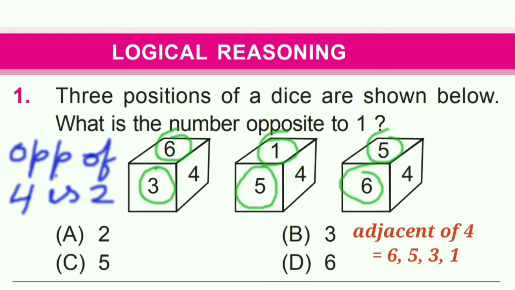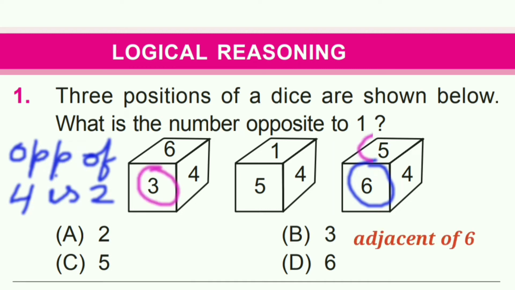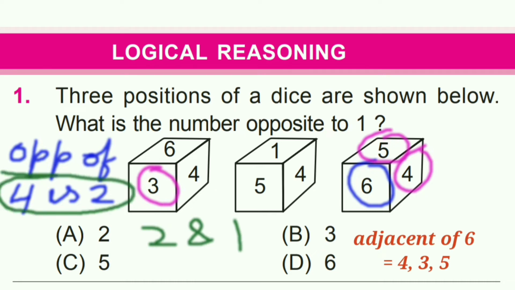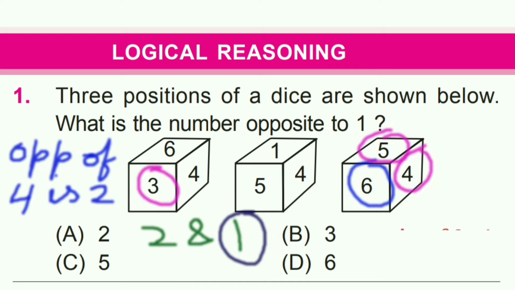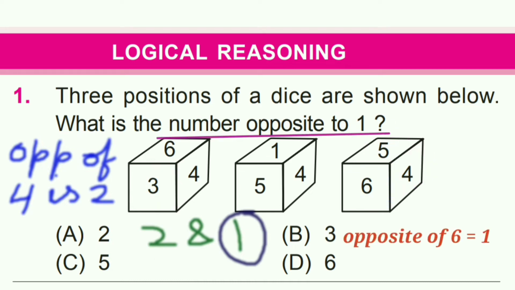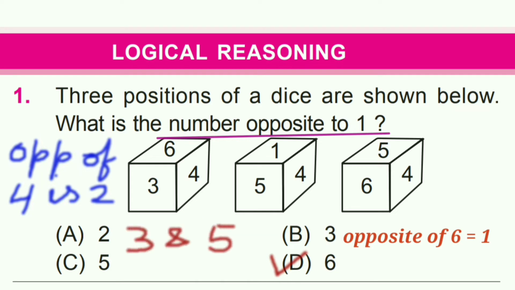Now, let us find out the opposite of 6. What are the adjacent of 6? These are 4, 3, 5. Out of 6 numbers, the remaining 2 numbers are left. These are 1 and 2. We have already found 2 is opposite of 4, so 2 cannot be opposite of 6. So the remaining is 1. 1 is opposite of 6. Question is, what is the number opposite of 1? Option D is correct. Opposite of 1 is 6. Remaining is 3 and 5. Both are opposite to each other.